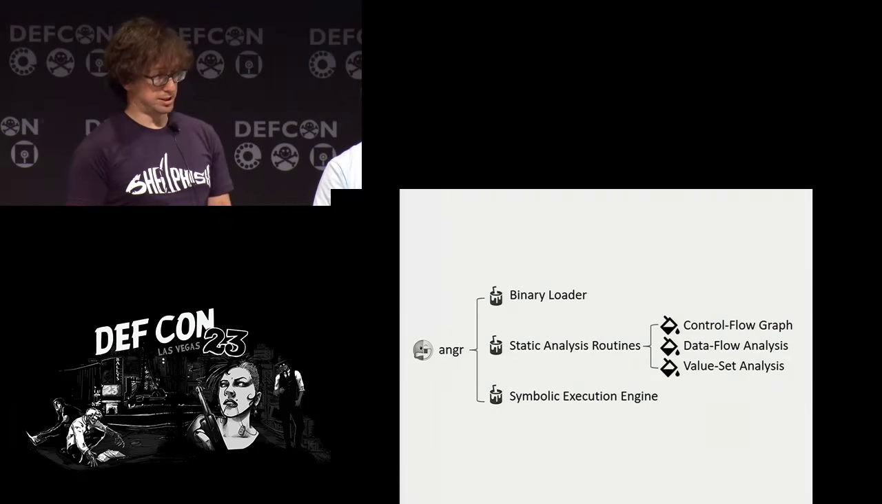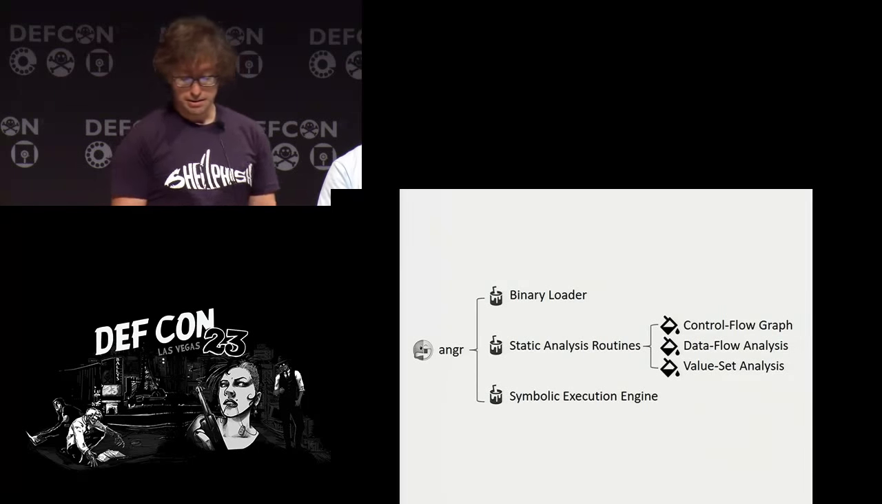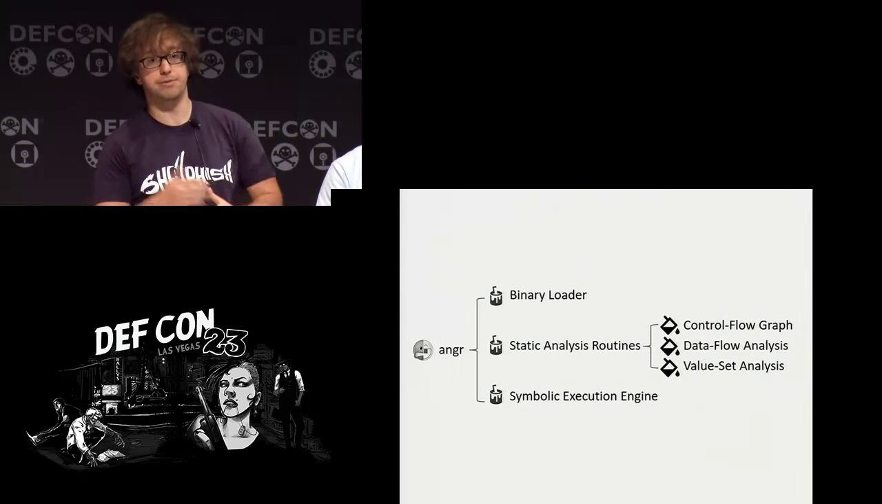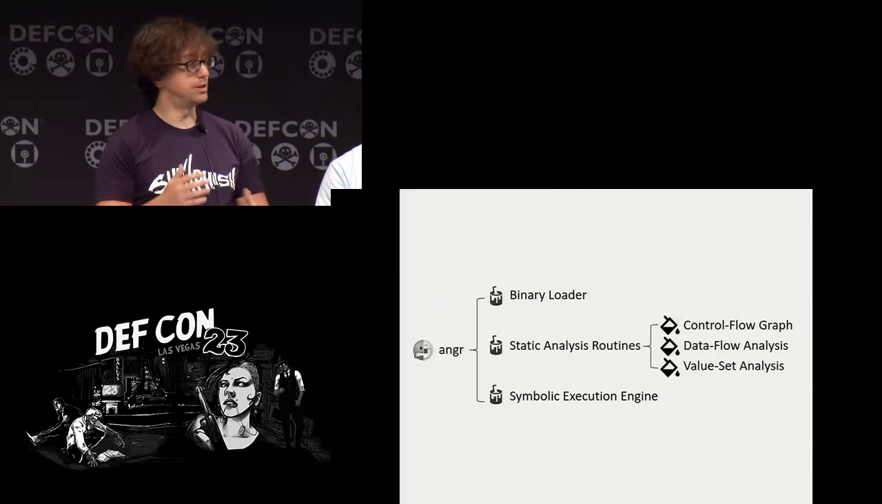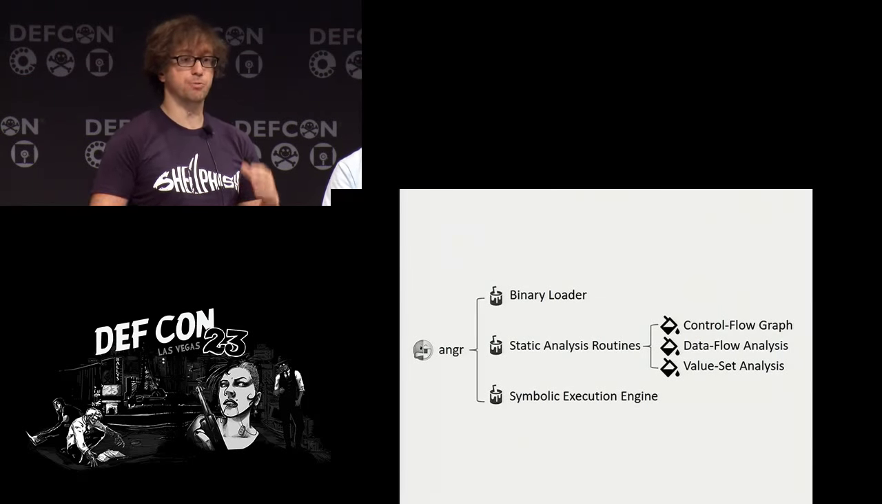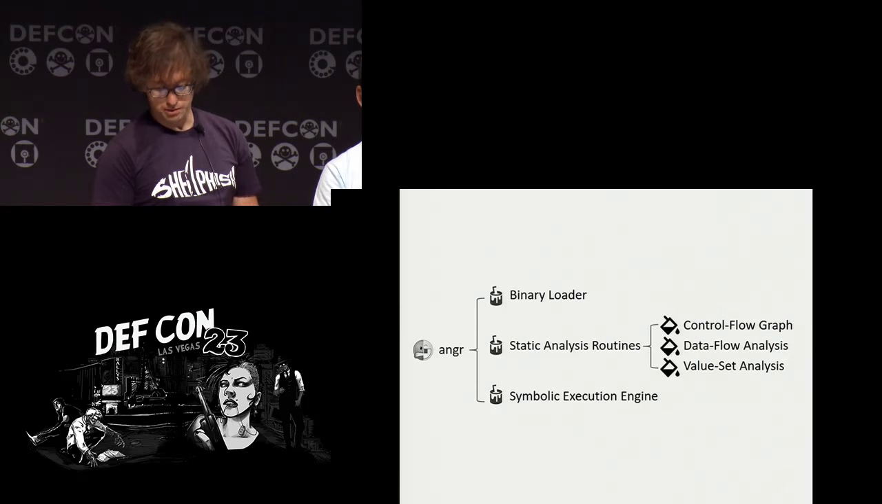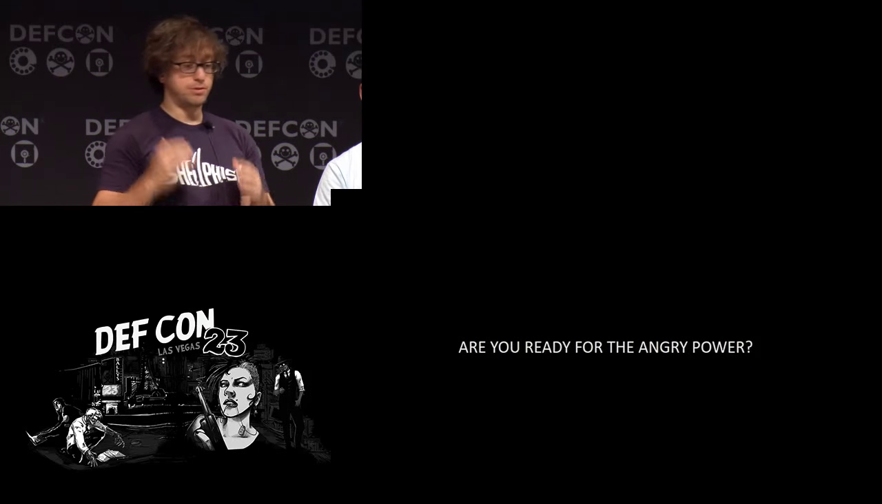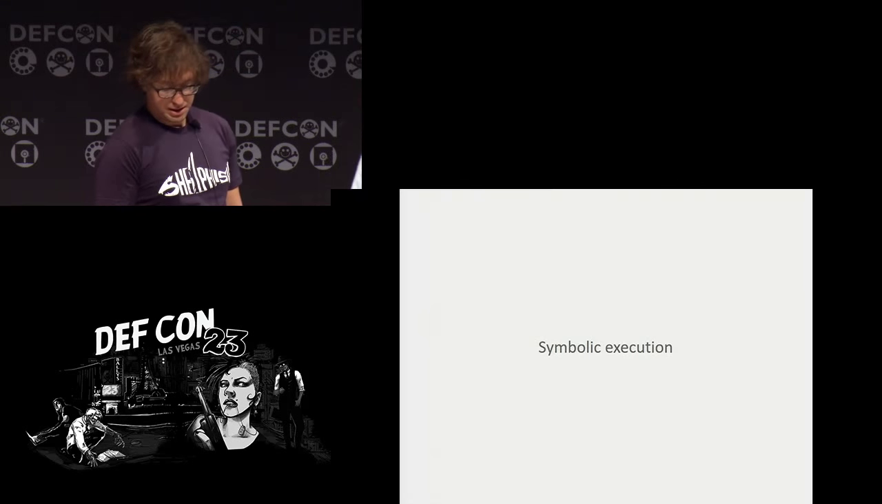And we have a symbolic execution engine. The symbolic execution engine, of course, is capable of identifying unsafe situations and reversing what input needs to be provided to drive a program down a specific path. So let's dive in. We'll start with symbolic execution.